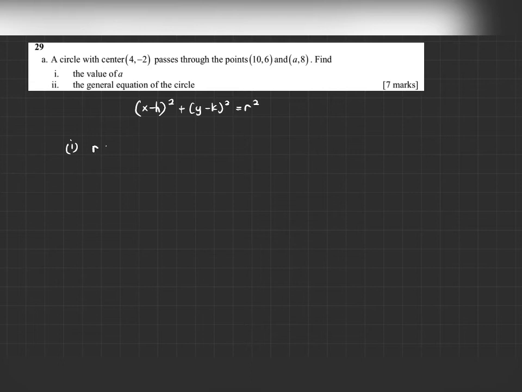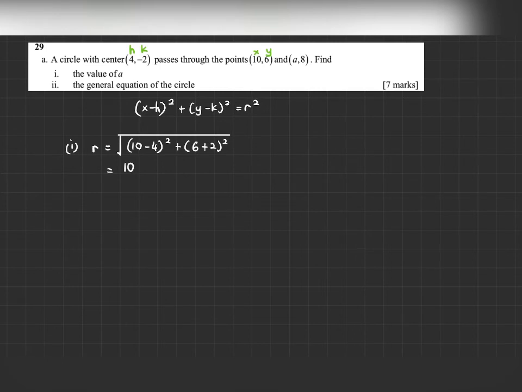So R will be equals to square root of X minus H. So 10 minus 4 square plus 6 plus 2 square. Ada square root. Okay, so sini HK kita, sini adalah X dengan Y kita. Okay, next kita selesaikan dia. So R here will be 10. So we get the value of R is 10.